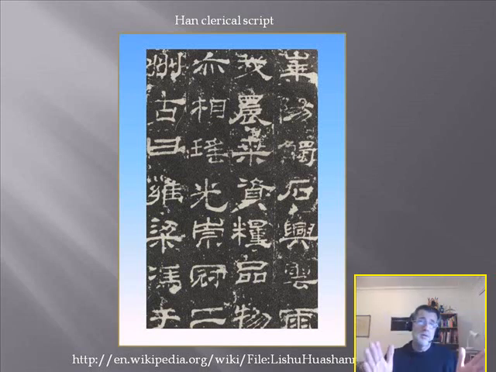It could be a big stone, a memorial or something like that, or it could be a bronze vessel or whatever. But anyhow, if we have a look at the characters here for this clerical script, they're more regular. They're starting to look a lot like the characters that we're used to seeing today, the kinds of characters that we write today. And again, I can see a few characters there. Guang is one character I can see that I recognize.